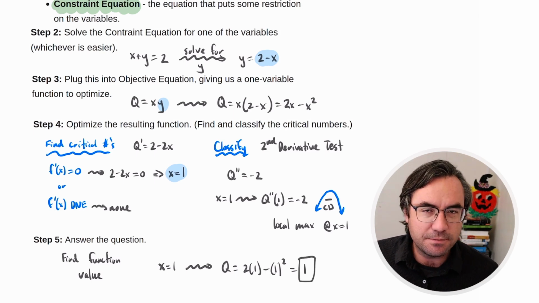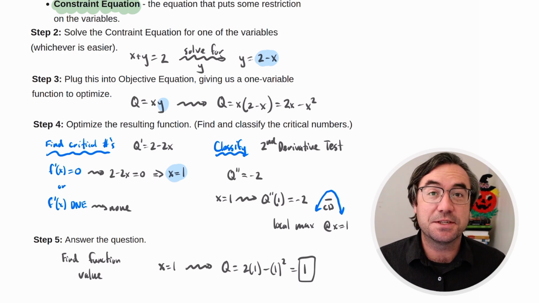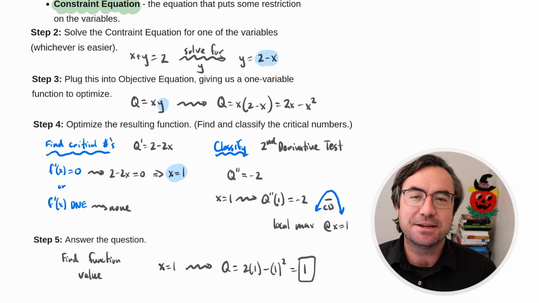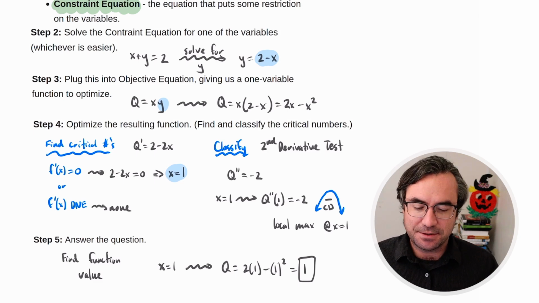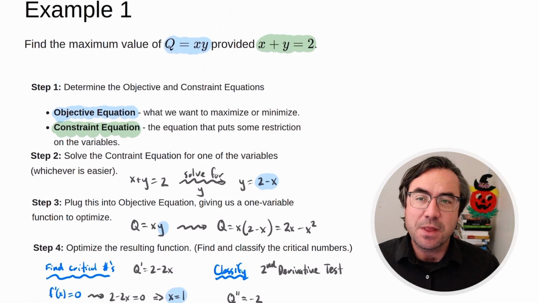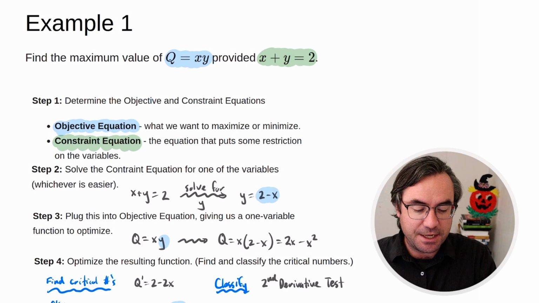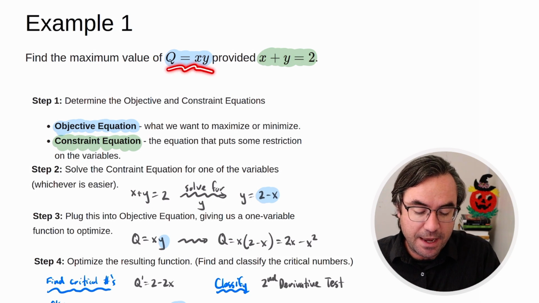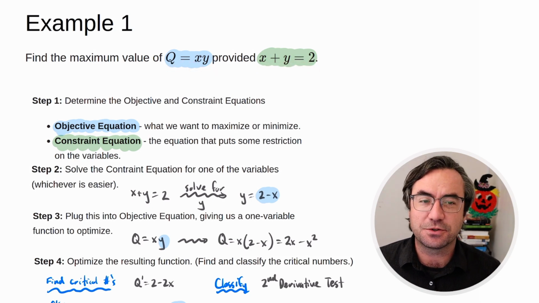So in class, we'll spice this up a little bit and look at some more complicated constrained optimization problems. And then really where we're going with this is we're going to see some applied problems where we actually have to read through the wording and come up with these equations for ourselves.